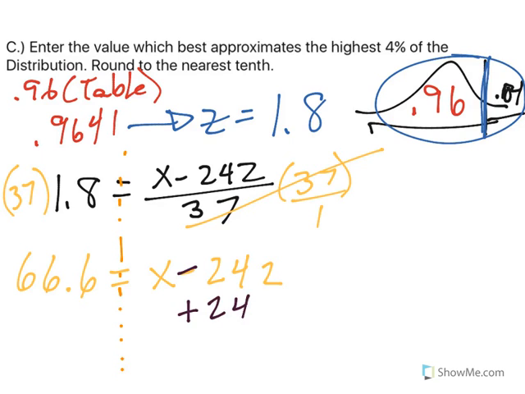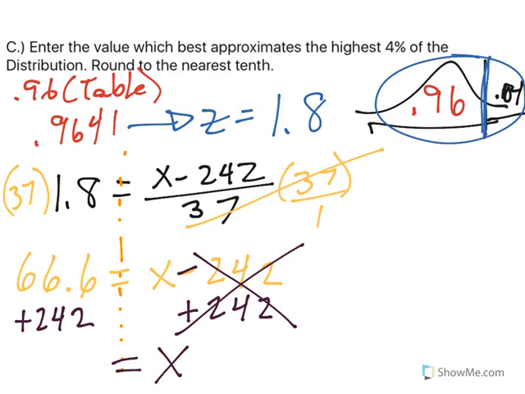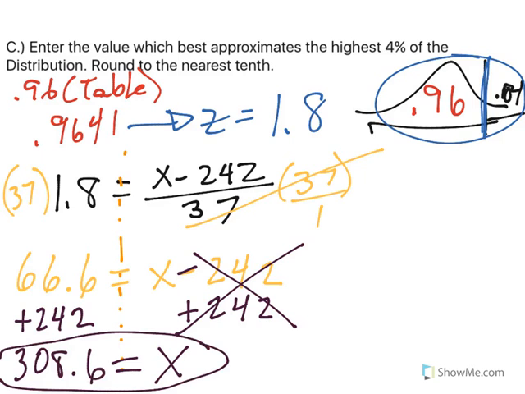Okay, and now we have x minus 242. The opposite of minus is plus. So I'm going to add 242 to both sides. Negative 242 plus 242 comes out to be just 0. And so x equals 308.6. And it says round to the nearest tenth, and I'm already at the nearest tenth. So voila, there's my answer.